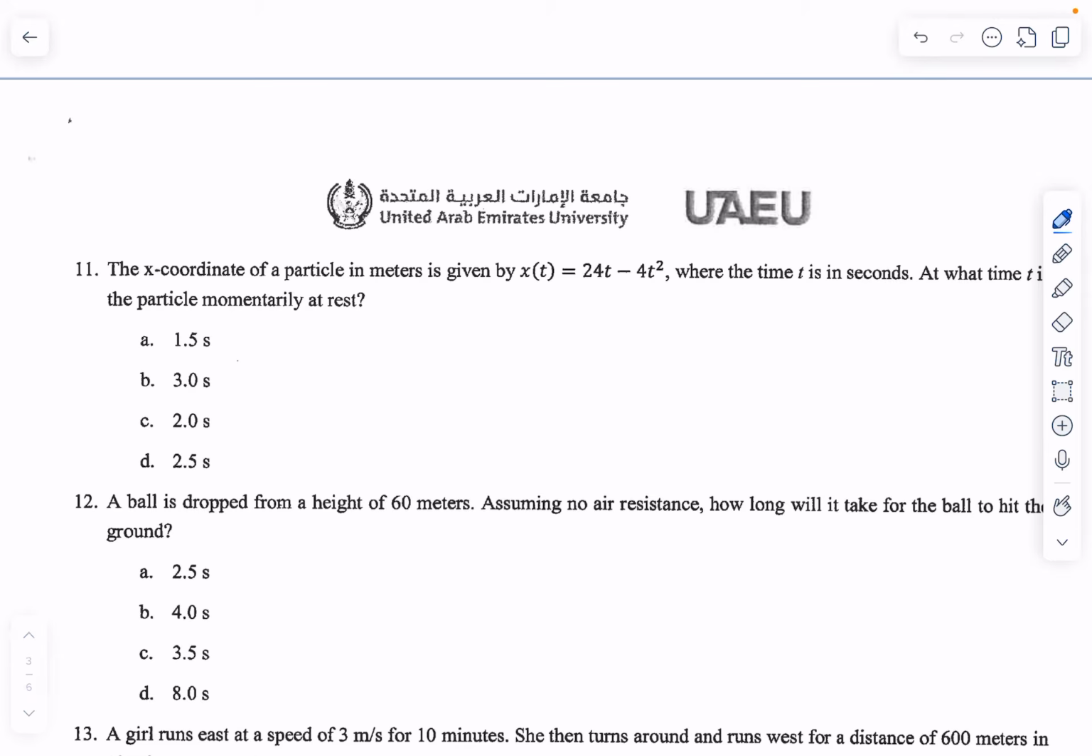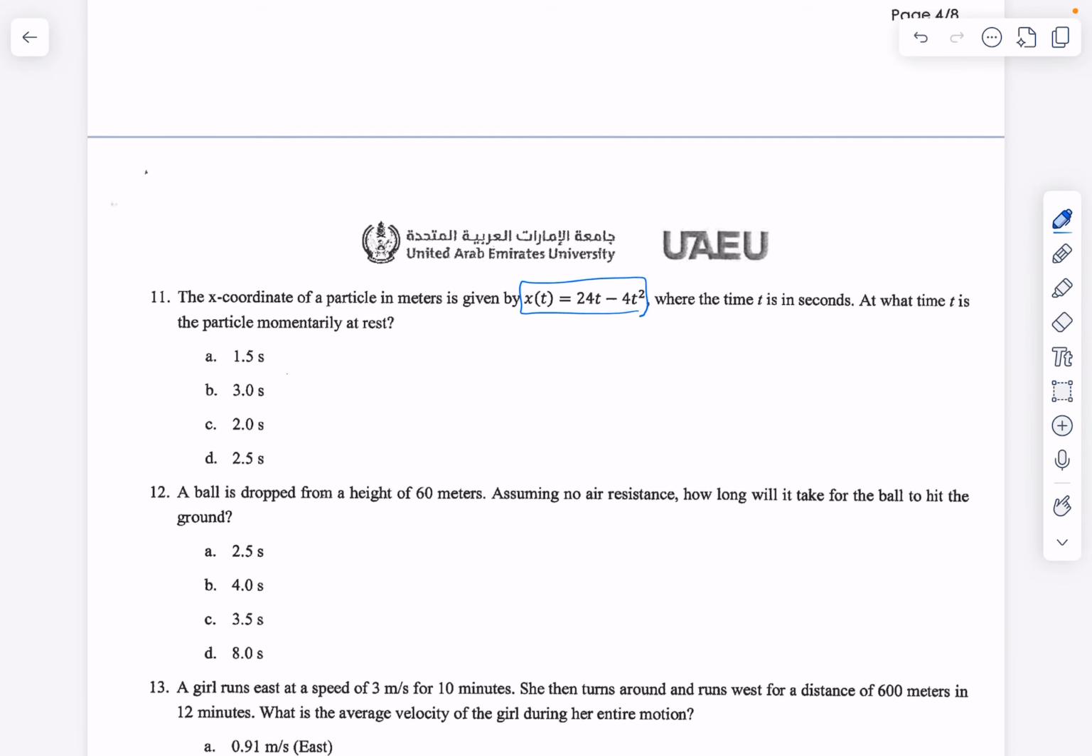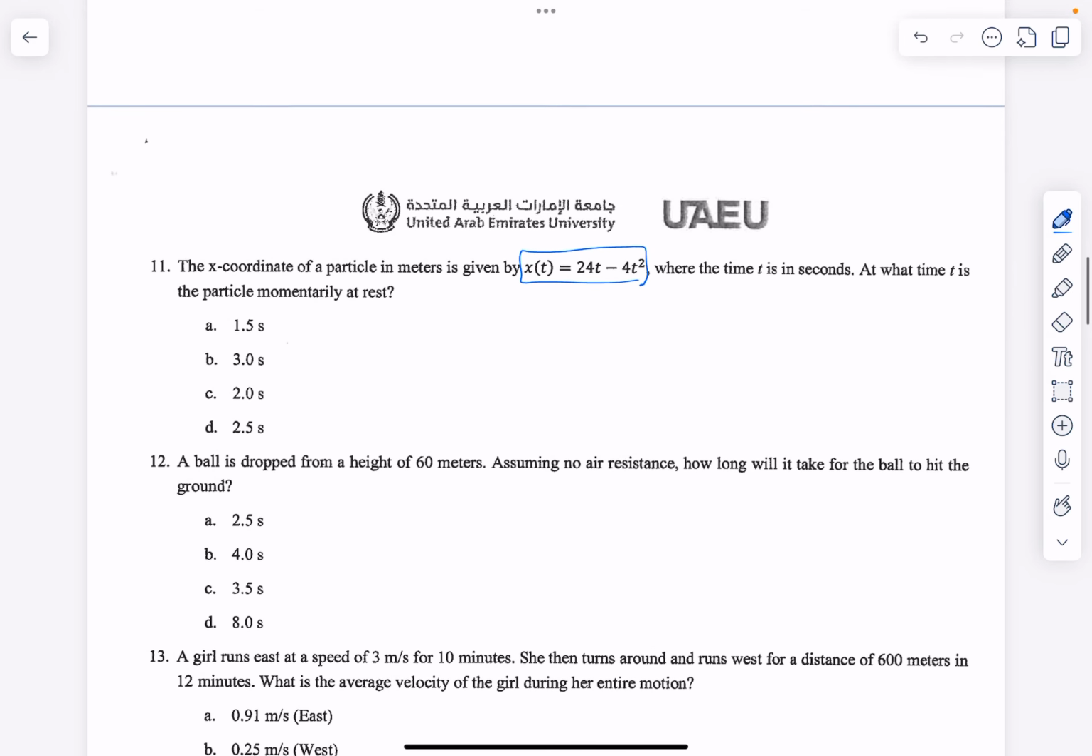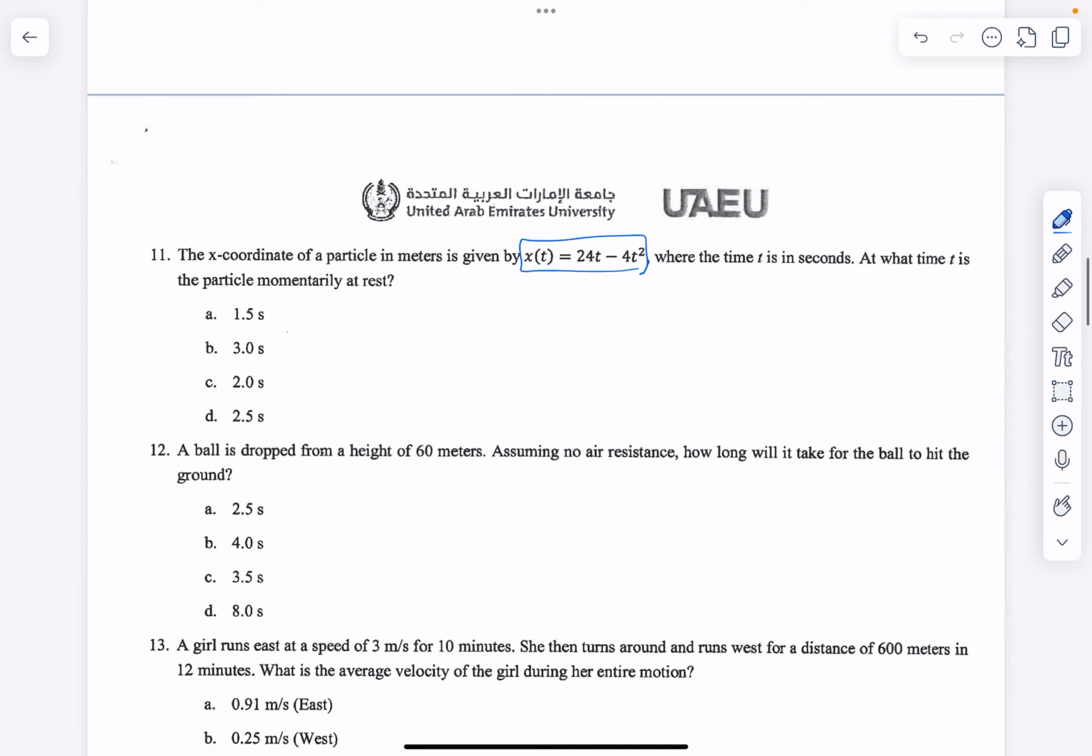Next, the coordinate of the particle is given by this expression. At what time is the particle momentarily at rest? Momentarily at rest means its velocity is 0, so 24 minus 8t equals 0, so we will get t equals 3 seconds.